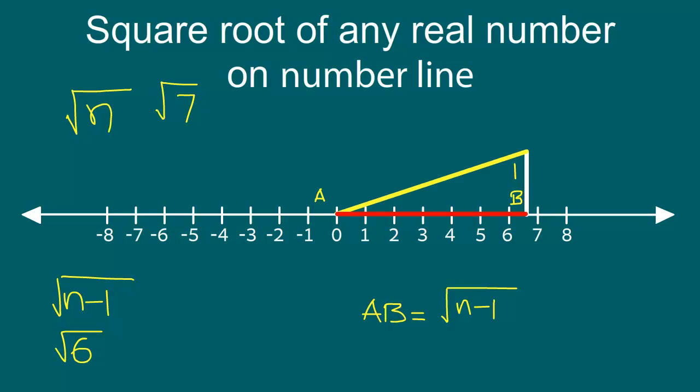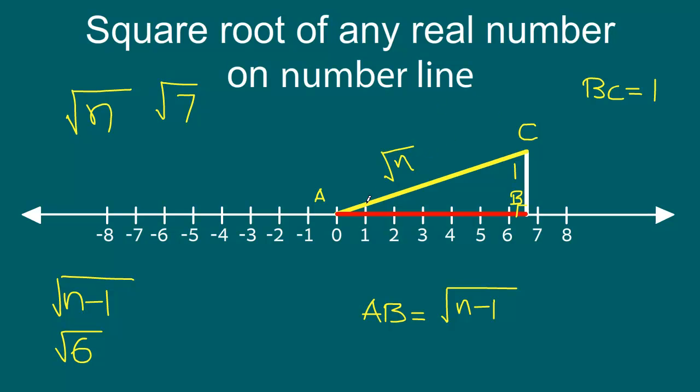Next, we join A and the end of this line. Let's say this point is C. In other words, BC is 1 unit. So BC equals 1 unit, right? And this angle is 90 degrees because it is a perpendicular line. Then when we join AC, AC represents square root n.